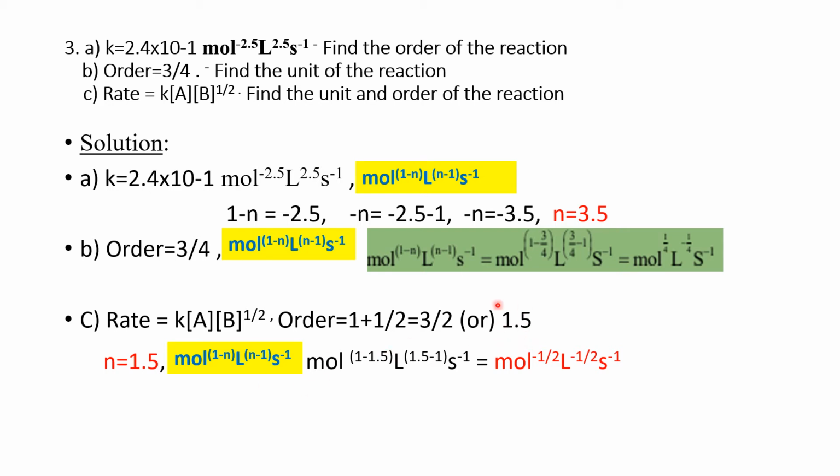Okay, if n is 1.5, that is the order. Order means x plus y. That is the order. Order is 1.5, that we can write as n. n is equal to 1.5. If n is 1.5, in the place of n you can substitute 1.5 and you can get the unit. What is the unit? Mole to the power minus half, liter to the power half, second inverse.